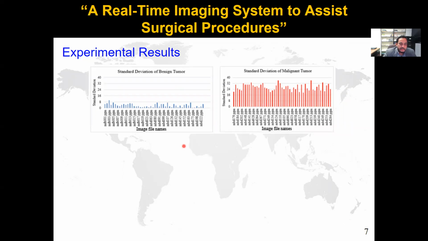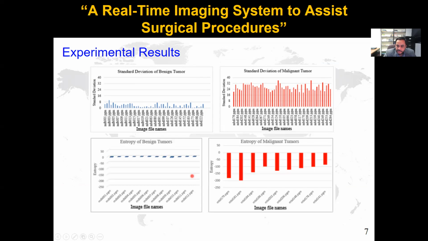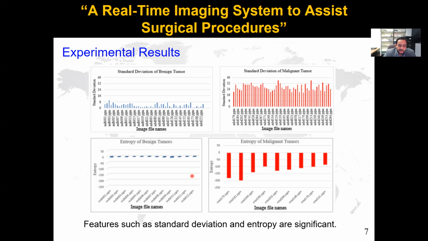Then we do the experiment on some other extracted feature values. For example, standard deviation. What we see here is there is no overlapping between benign and malignant tumors. Similarly, for entropy values, using benign tumors and malignant tumors, we do not see any overlapping. So we conclude that these features are very influential in terms of classifying images into benign and malignant.